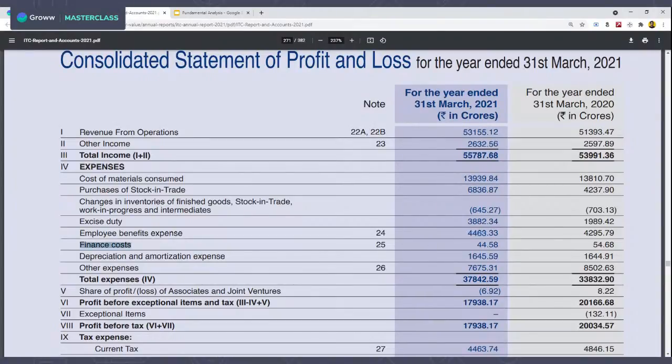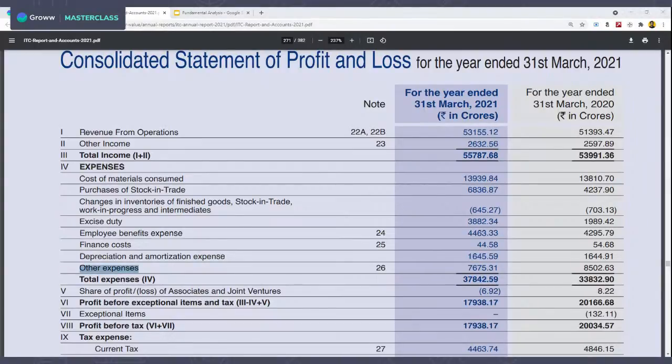Finance cost is basically their interest cost. If I've taken a loan and I have to pay EMI back, the interest cost comes under this part. So finance cost is nothing but the cost of the loan. Then we have depreciation, which is 1,645 crores, and then other expenses.